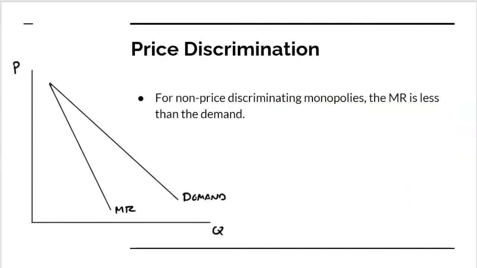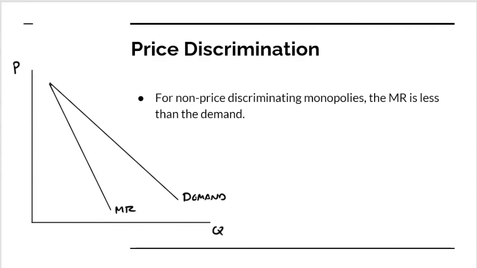And so for non-price discriminating monopolies, oligopolies, and monopolistic competition, our marginal revenue is less than demand. And this is what our basic original graph is going to look like. We are always going to assume that monopolies, oligopolies, and monopolistic competitive firms cannot price discriminate. So this is going to be our basic graph.